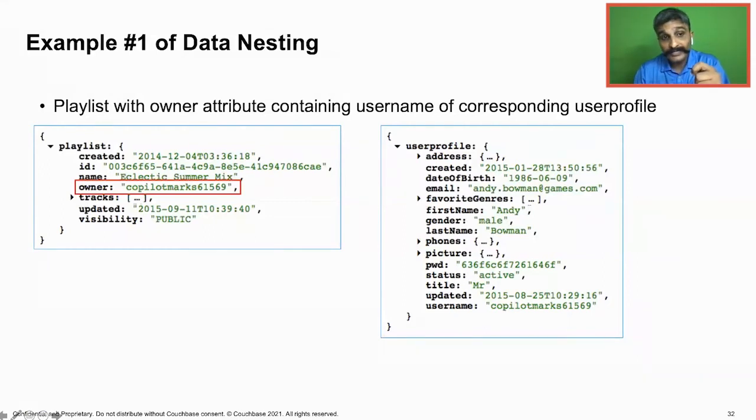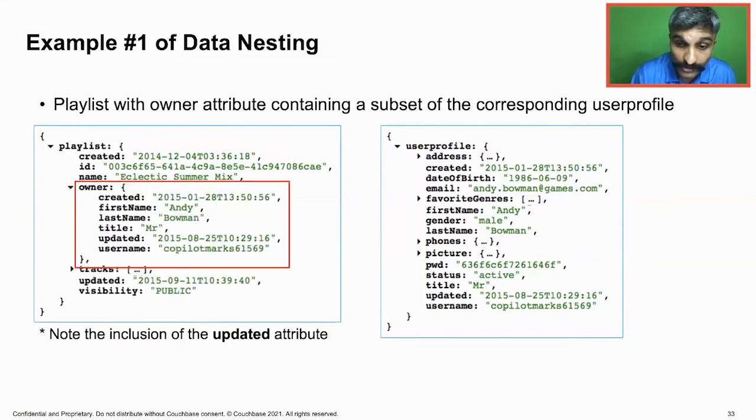However, if I had nested the data, say something like this, I'm not nesting the entire document. I'm just doing a partial nesting. The documents or the attributes that I think would be useful when I fetch the playlist itself, right? So now you can see here the owner document is nested here, or at least is partially nested, which has the phone number, or which has the first name, the last name, and the username here, right?